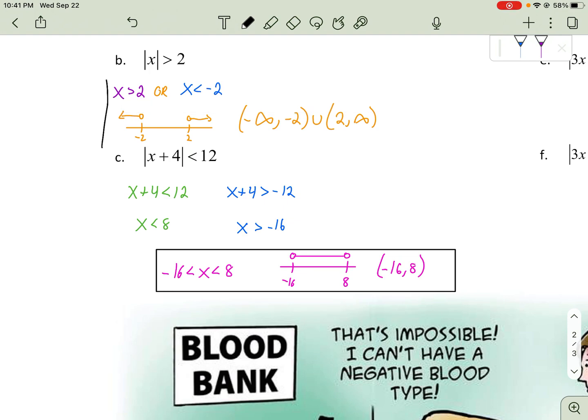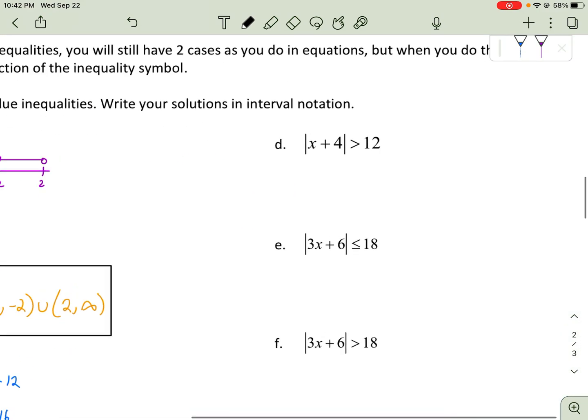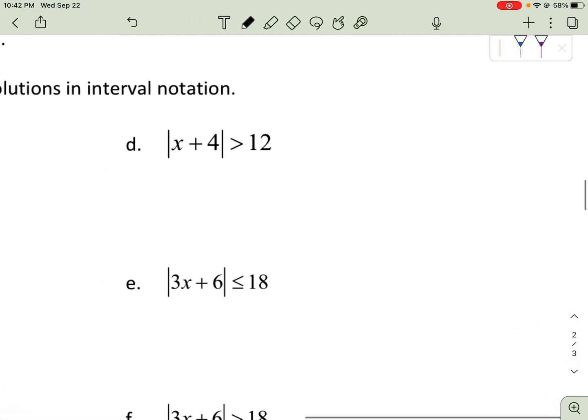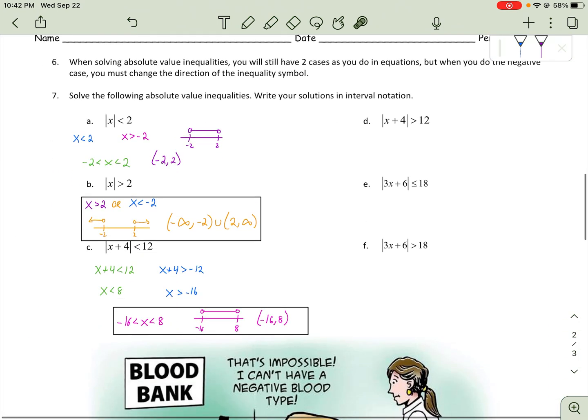Oops, it's actually all of this. These are appropriate ways to show your solutions there. All right, come on over here. Same problem, except now it's a greater than problem. It starts as greater than, this started as less than.